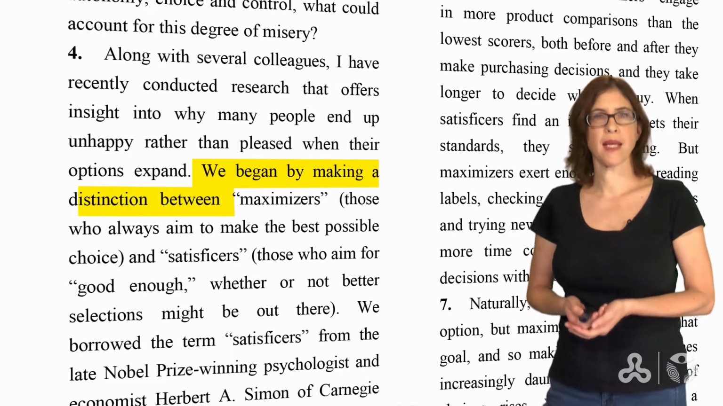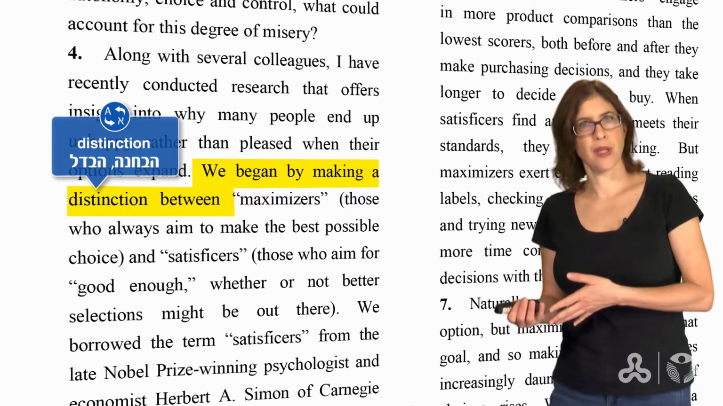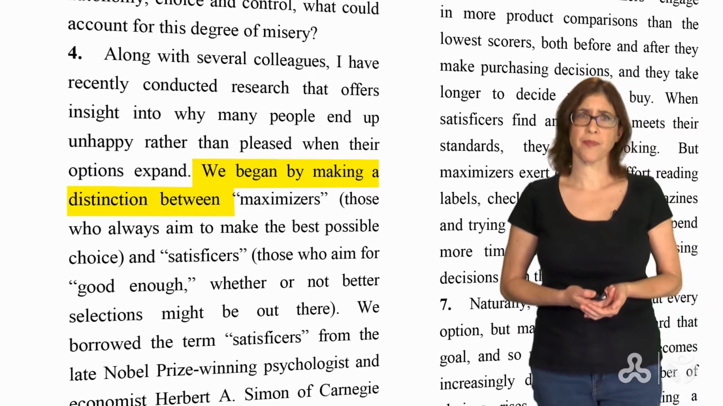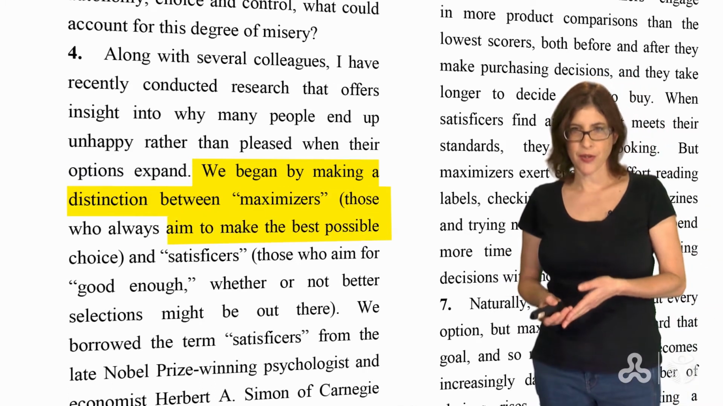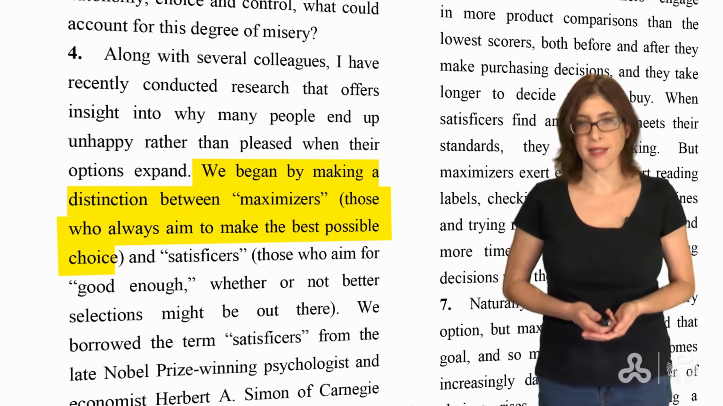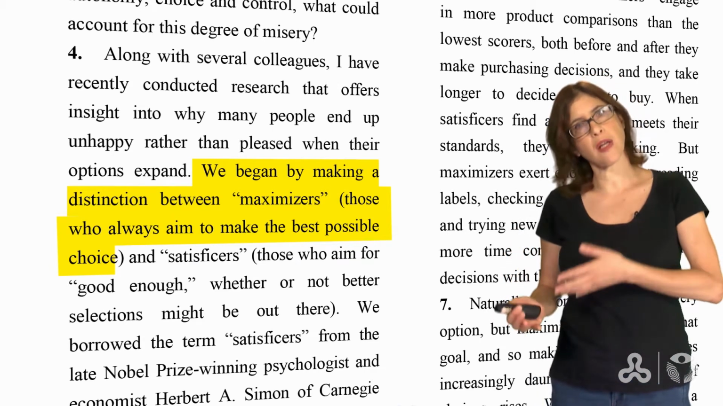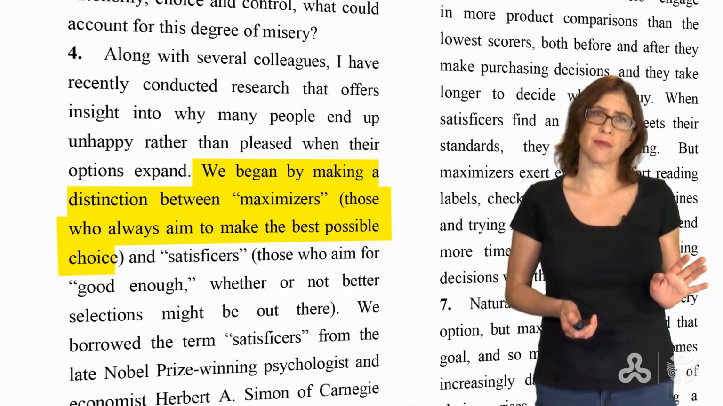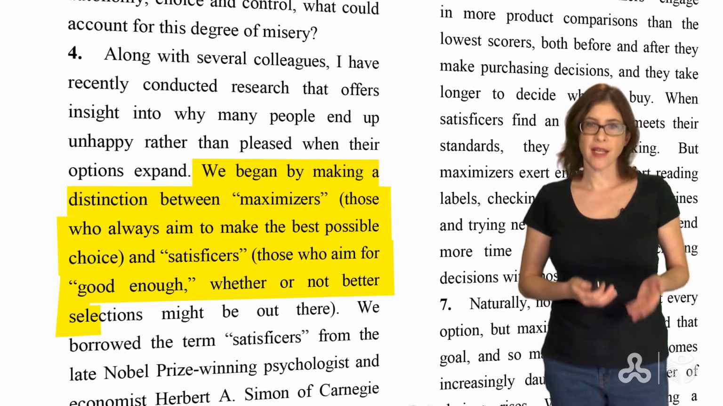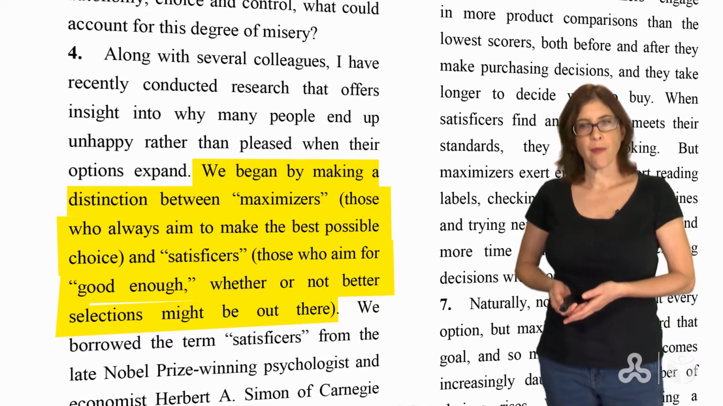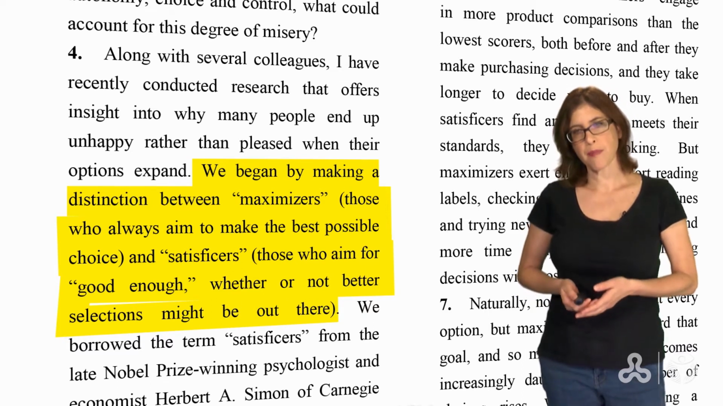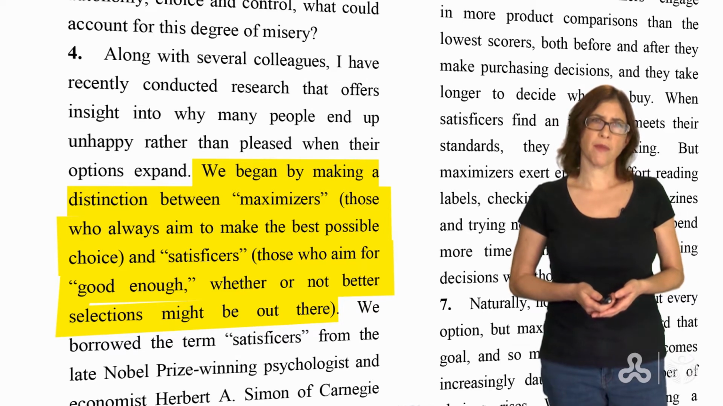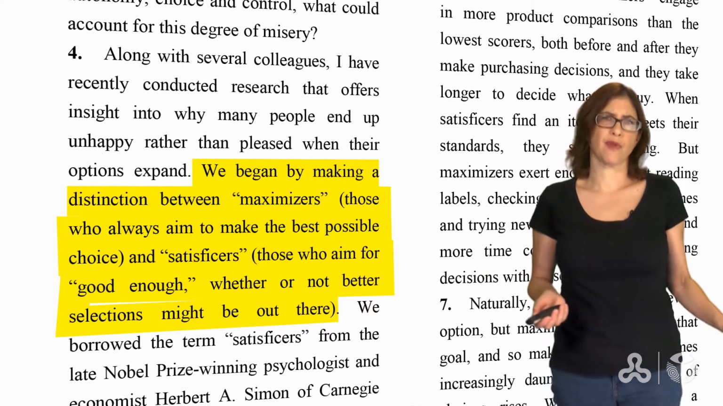We began by making a distinction between, המחבר עושה כאן הבחנה בין שני סוגי אנשים, maximizers, those who always aim to make the best possible choice, סוג אחד של אנשים, אלו שתמיד שואפים לבחירה הטובה ביותר. And satisficers, those who aim for good enough, whether or not better selections might be out there. זה הסוג השני של אנשים, אלו שמסתפקים במה שמספיק טוב.